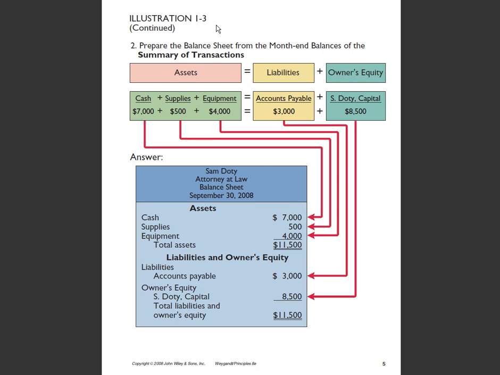Same transaction that we dealt with in the past in the same illustration. Cash, supplies, equipment, these are assets. Accounts payable, 3,000. And you can see how they flow down here. These three are assets. You'll see here. Cash, supplies, equipment. Accounts payable over here. And the same thing with capital account over here.